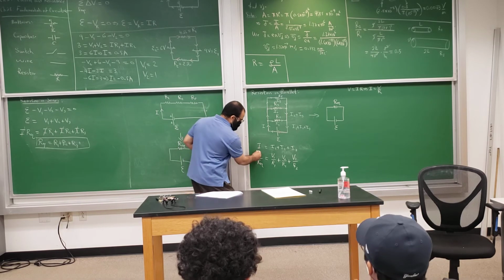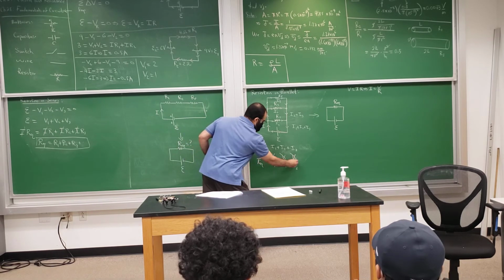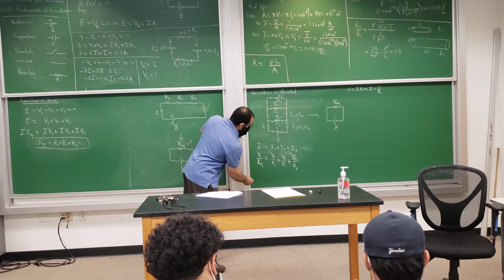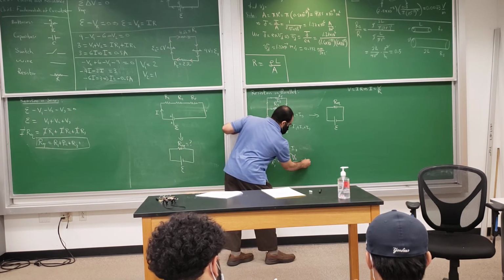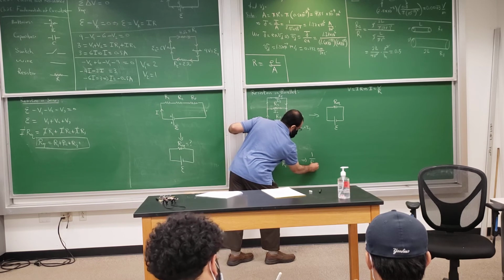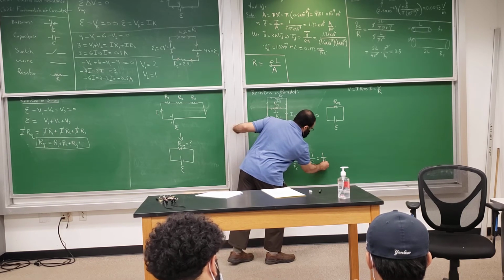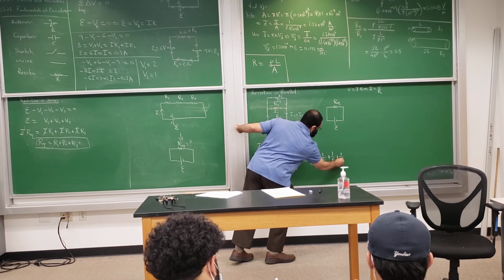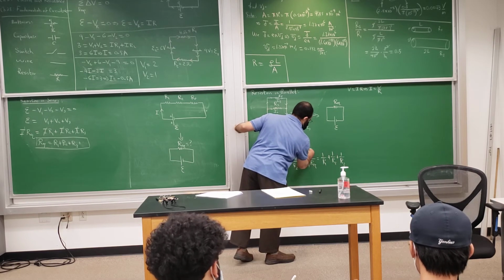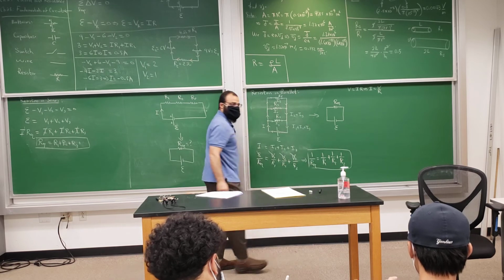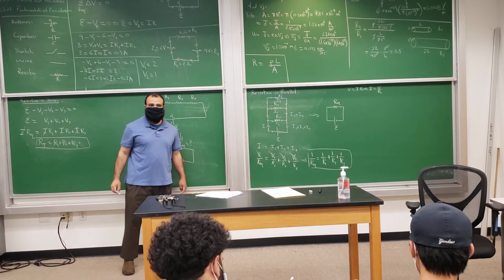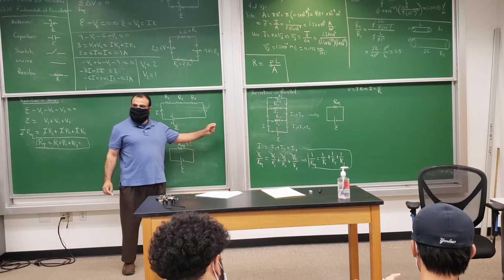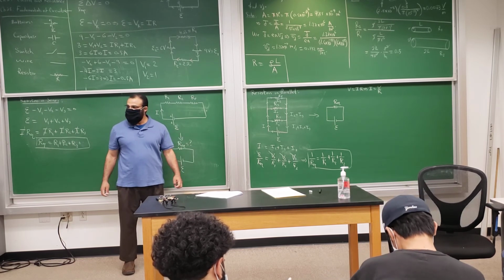So since they're all equal, you can divide them out and you have 1 over. So that means 1 over R equivalent will equal 1 over R1 plus 1 over R2 plus 1 over R3. And that's resistors in parallel. Resistors in parallel, and they behave like capacitors in series.